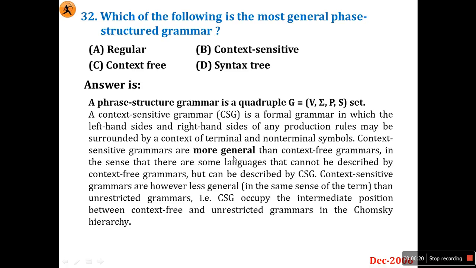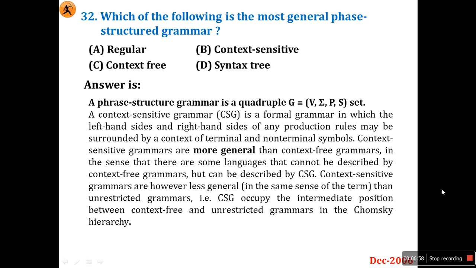Context sensitive grammar is more general than context free grammar in the sense that there are some languages that cannot be described by context free grammars, but can be described by context sensitive grammar. That's why context free is more structured than context sensitive. Context sensitive grammars are however less general than unrestricted grammars. That is, context sensitive grammars occupy the intermediate position between context free and unrestricted grammars in the Chomsky hierarchy.